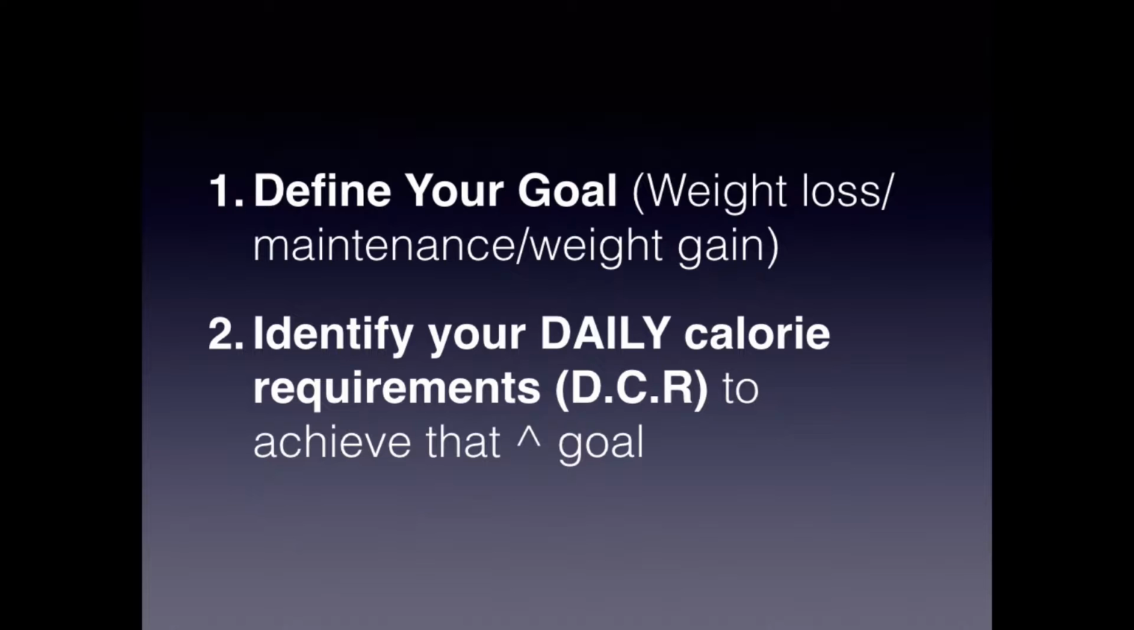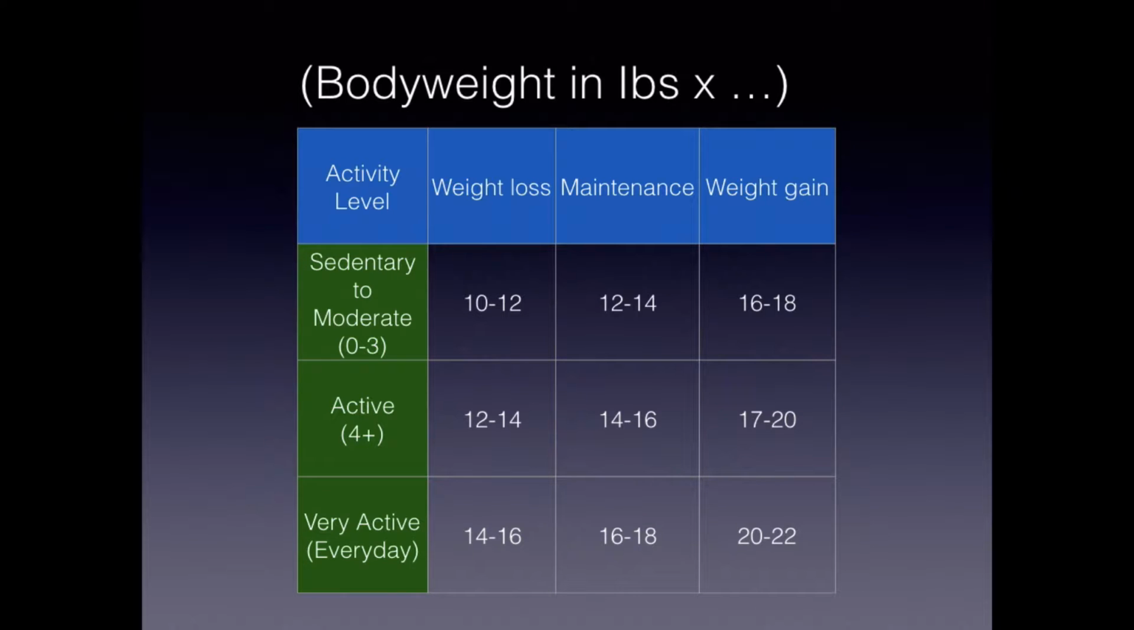To do that, we're going to use a pretty simple equation. We have this graph here. You're going to be looking at the left-hand column, the weight loss column. And for most of you, we are going to be looking at the sedentary to moderate. The 0 to 3 in brackets refers to training. 0 would be doing no training at all.